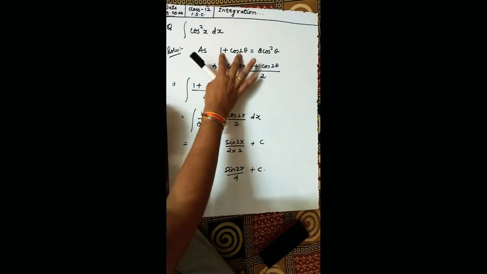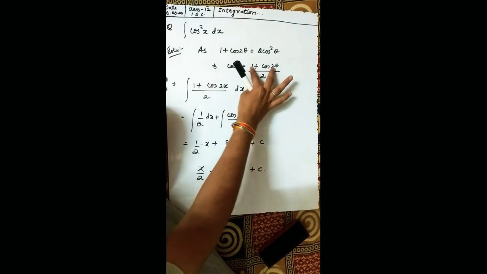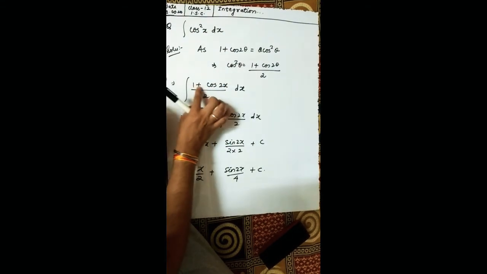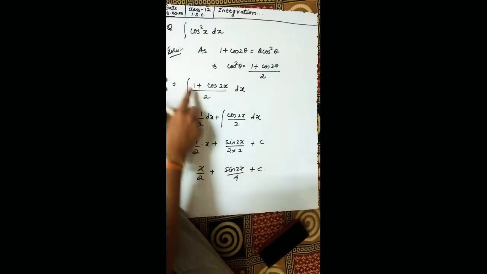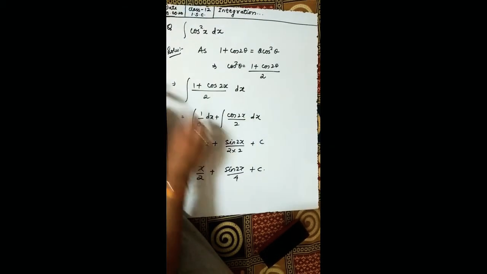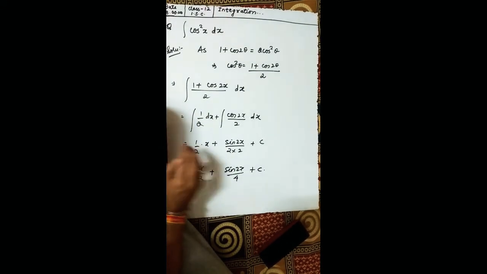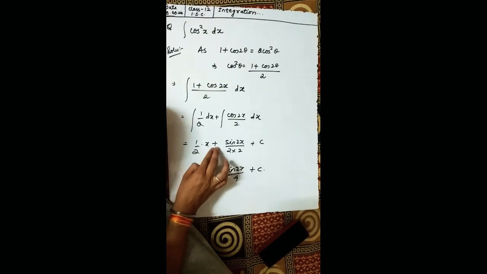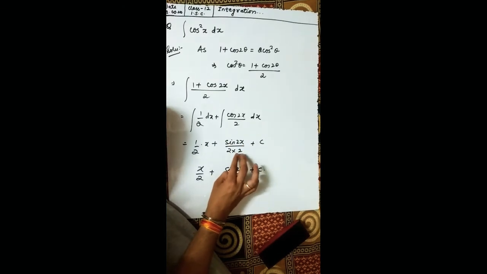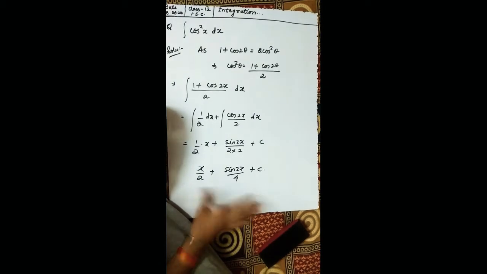So we are going to use 1 plus cos 2 theta, that is 2 cos square theta. So cos square theta is 1 plus cos 2 theta upon 2. This we are going to use. So cos square x can be replaced with 1 plus cos 2x upon 2 dx. Separate it, so 1 upon 2 dx plus integration of cos 2x upon 2 dx. Now integrate: 1 upon 2 take out, integration of 1 will be x plus cos 2x, integration is sin 2x upon 2, and this 2 is here, plus c. Okay, and this is the final answer.